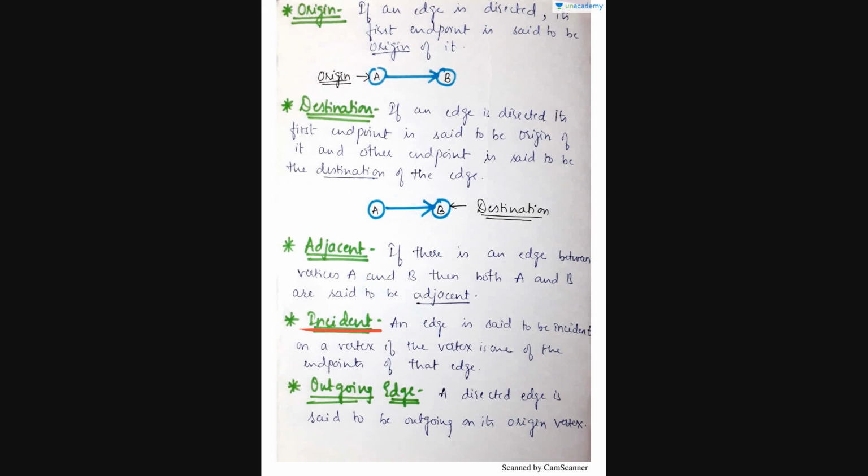Incident. An edge is said to be incident on a vertex if the vertex is one of the endpoints of that edge. If it is having some endpoint, then that is nothing but incident.